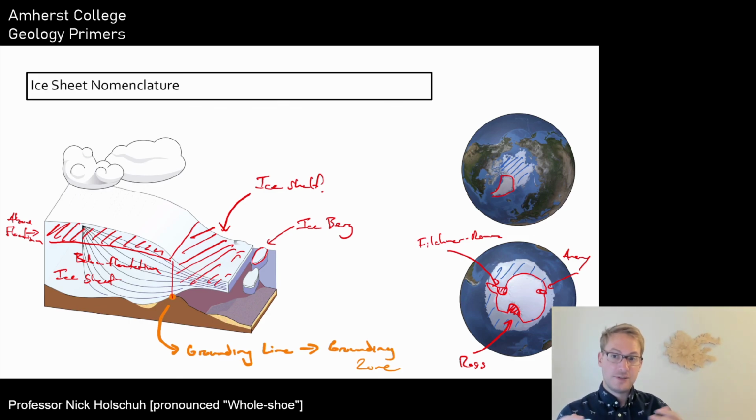So hopefully this gives you some of the vocabulary that you'll encounter when you're reading literature about ice sheets and glacier systems. You can always come back and review this later if you're confused about any of the relevant terms.